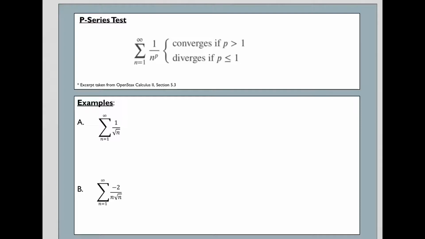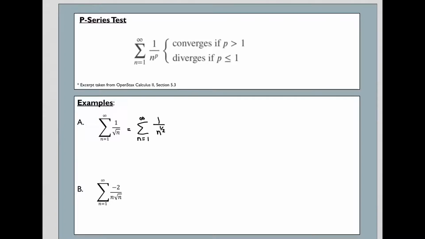Let's take a look at two examples, and let's apply the p-series test to determine the convergence or divergence for each of these series. Example A, let's take the infinite series n equals 1 to infinity of 1 over the square root of n. Now our first step is to recognize that this is in fact a p-series. We can rewrite 1 over the square root of n as 1 over n to the 1/2 power.